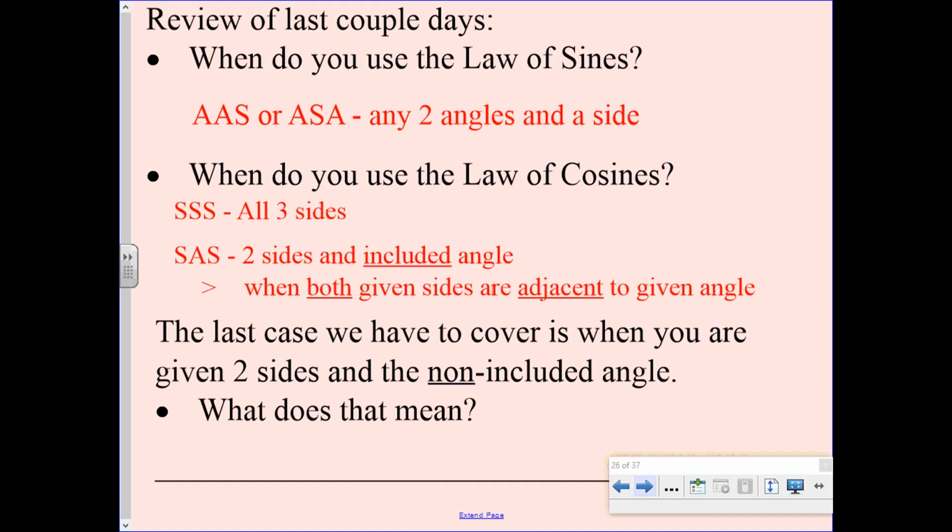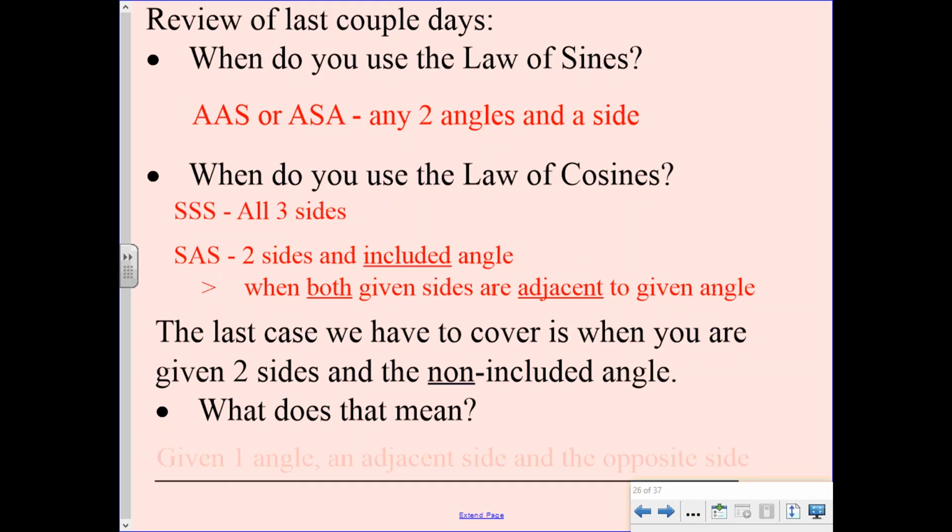So again, we need to cover this last case, when we see two sides and the not included angle. By the way, just real quick, what does it mean for it to be the non-included angle? Well, that's when, of the angle you're given and the two sides you have, one of the sides is opposite from the angle. So for instance, you have angle A and side A, and then one of the other sides. So you have one adjacent, one opposite side.